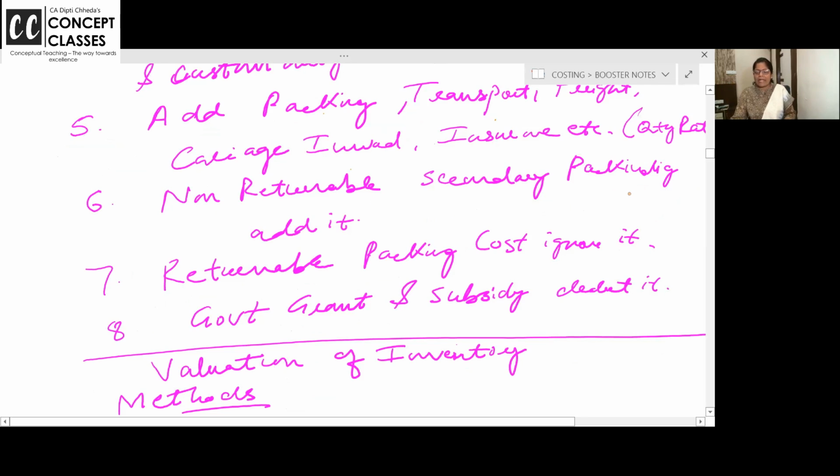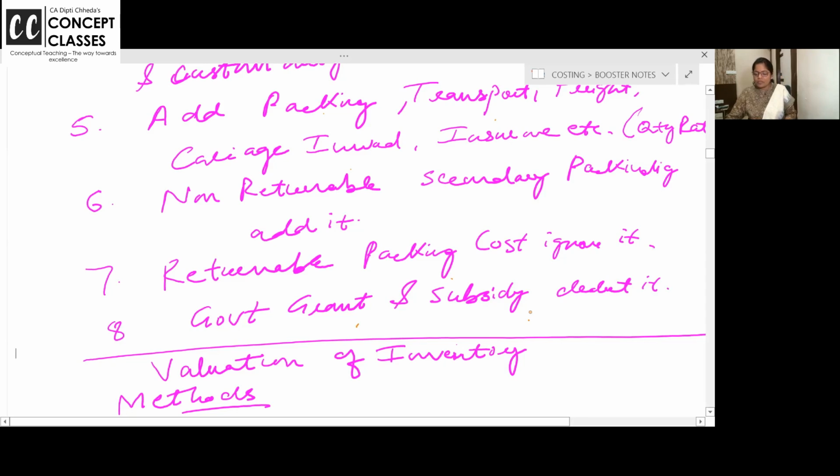Non-returnable secondary packing: sometimes you sell in bottles, like Vijaya milk is coming in bottles which are not returnable nowadays. So add that packing cost also in the material. Returnable packing, ignore it because it's not part of the goods. Government grants and subsidies, if you are receiving them related to material, reduce them. Okay?